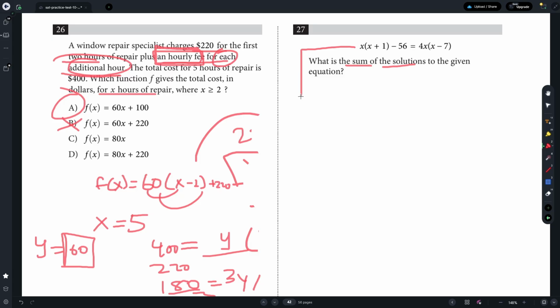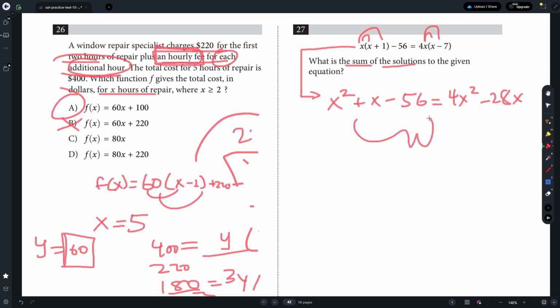Let's actually distribute all of this out. This is a very complicated looking equation, but we can actually distribute it into a quadratic equation. So let's go. X times x is x squared. X times 1 is just x, minus 56 is equal to 4x times x, which is 4x squared, minus 28x, right? Because 4x times negative 7.